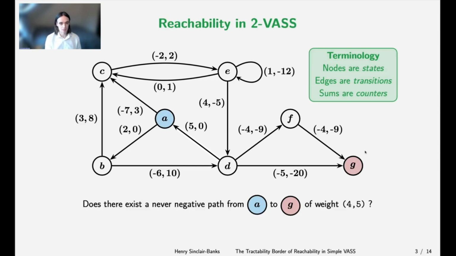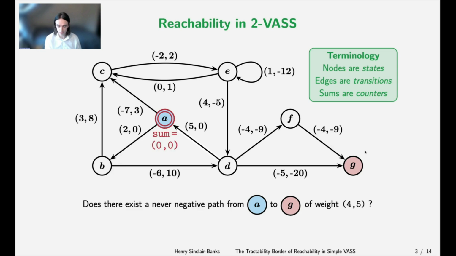Okay. And to give one more piece of terminology, I will refer to the partial sums along the way as counters. And so now I can ask a question in this two-dimensional system. I ask if there exists a never negative path from A to G, this time with a target of weight 4 on the first and 5 on the second counter. And by never negative here, I mean that both components must remain non-negative at all times.